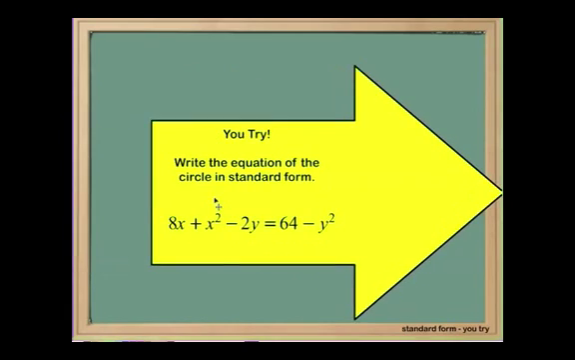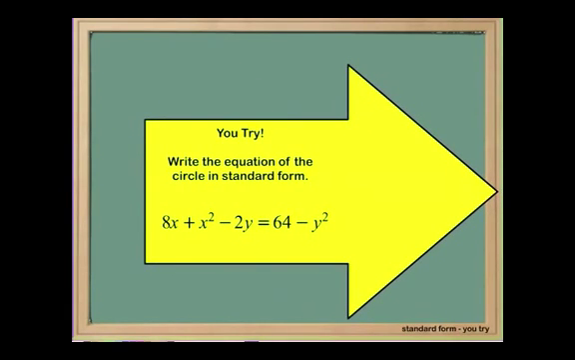Okay, you guessed it, it's time for another You Try. This time now, you guys are on your own. Write the equation of the circle in standard form. 8x plus x squared minus 2y equals 64 minus y squared. Go ahead and pause, take a couple minutes to figure this one out.